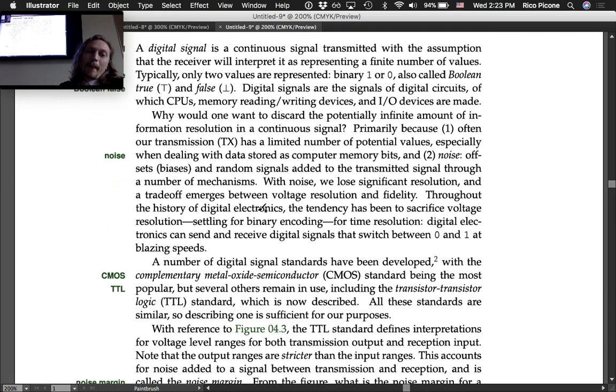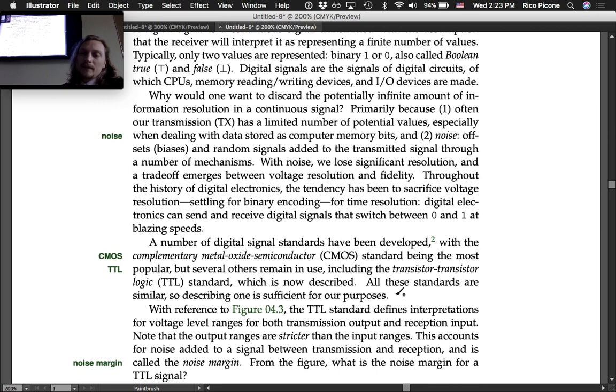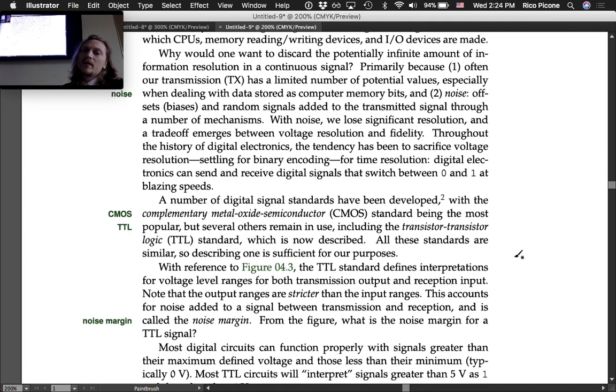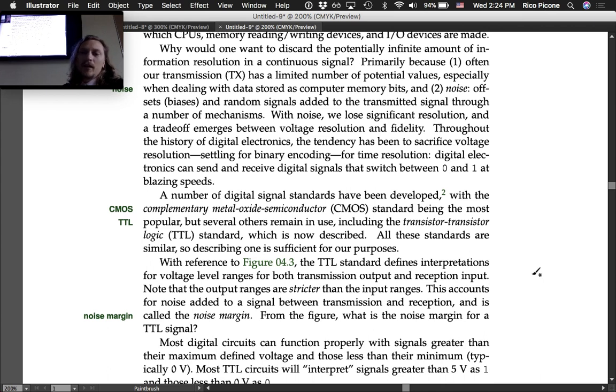So that's the idea. A number of digital signal standards have been developed, with the CMOS, complementary metal oxide semiconductor, or CMOS standard being the most popular. So a lot of computing stuff is in CMOS. But several others remain in use, including the transistor-transistor logic, or TTL standard, which is now described. We'll talk about TTL, but fortunately, we don't really lose any generality. It's one standard, but they're all similar. They have different levels of voltage ranges and all that, but they're all very similar. So if you understand one, you understand the idea of them all. It's just knowing what the levels are for that specific standard.